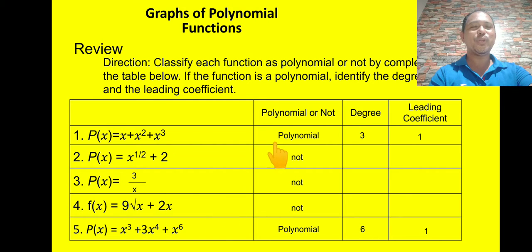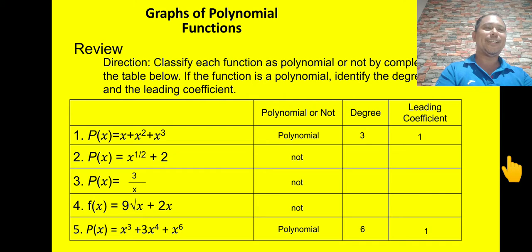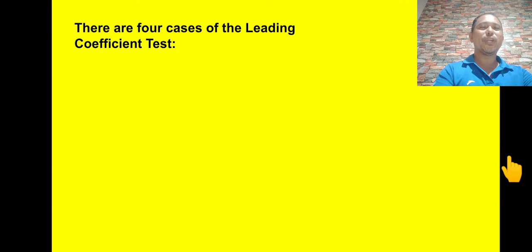Now, if it is polynomial, what is the degree? The degree is 3 because the highest exponent is 3. Here, for number 5, the highest exponent is 6. The leading coefficient is the sign or the numerical coefficient of the highest degree term, which is 1. Number 5 also 1. Clear? Okay, so we proceed. There are 4 cases of the leading coefficient test.